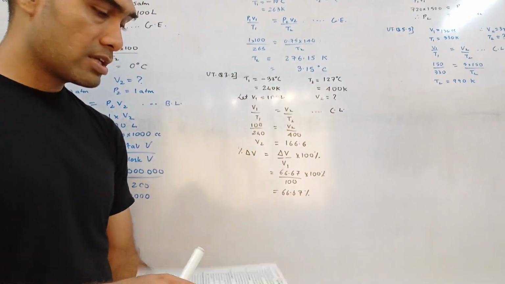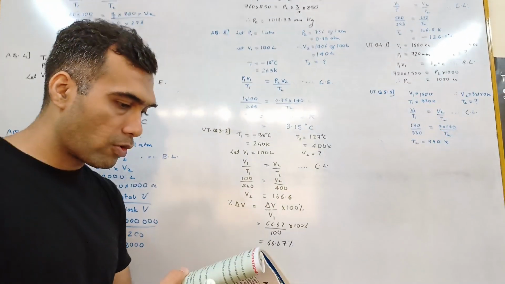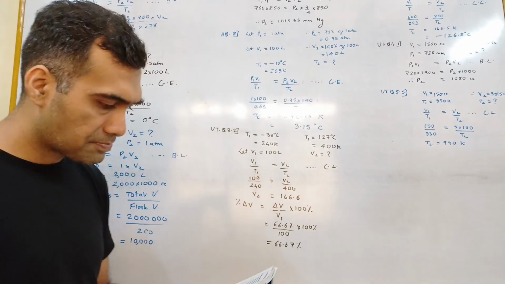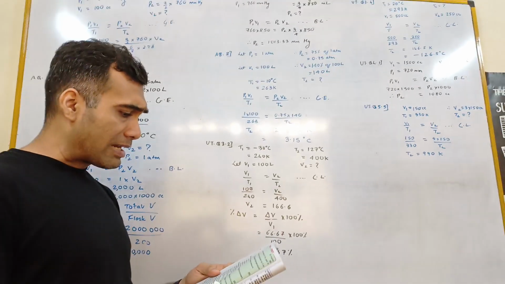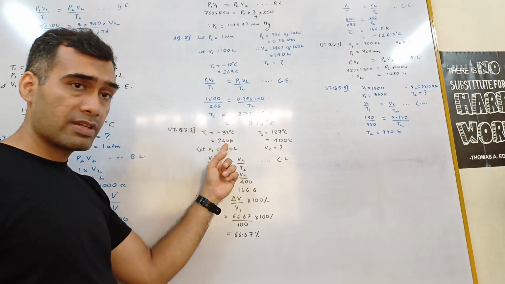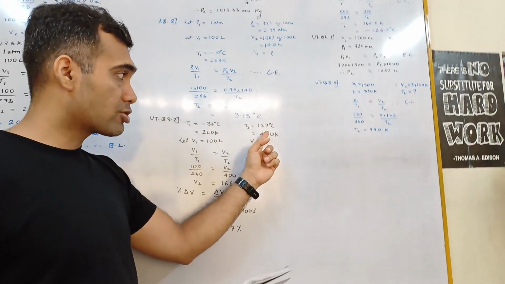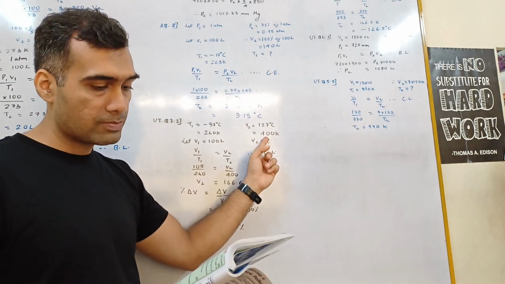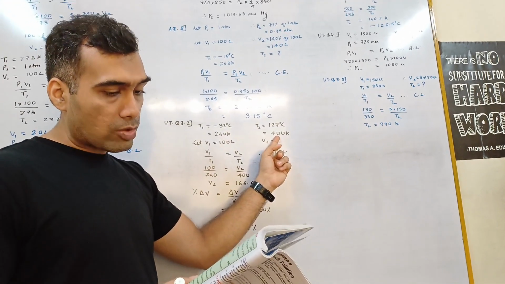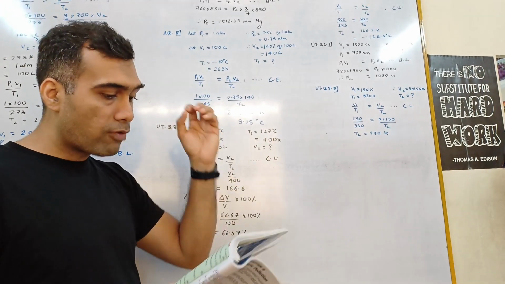Next, UT, unit test, page number 124, question 3, second one. A gas at minus 33 degrees Celsius, converted to Kelvin, initial temperature, is heated to 127 degrees Celsius, final temperature, converted to Kelvin at 273. Calculate the percentage increase in the volume of the gas.